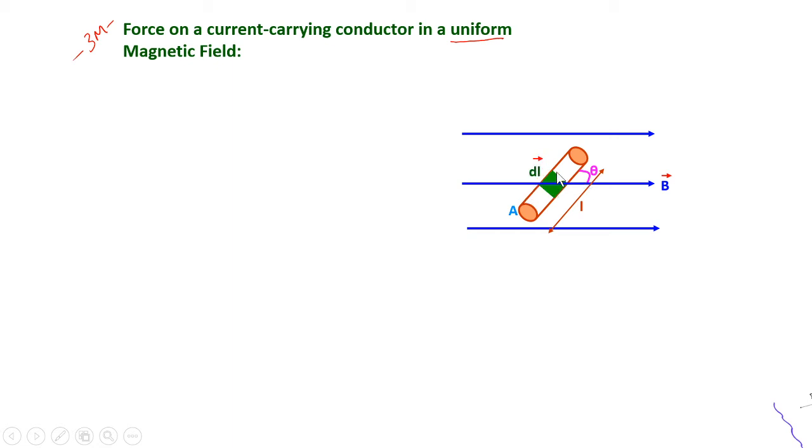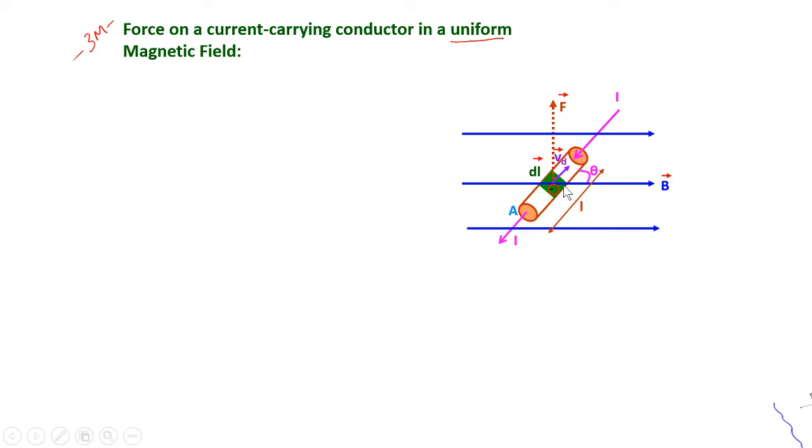Let me consider a small length element. This is a small length having dl as the length. I will call this the length element. And the electron here is moving in this direction. So the drift velocity is in this particular direction. That's what you are observing. If all the electrons are moving in the upward direction, what should be the direction of current? The direction of current is downward here, you are observing, right? Okay.